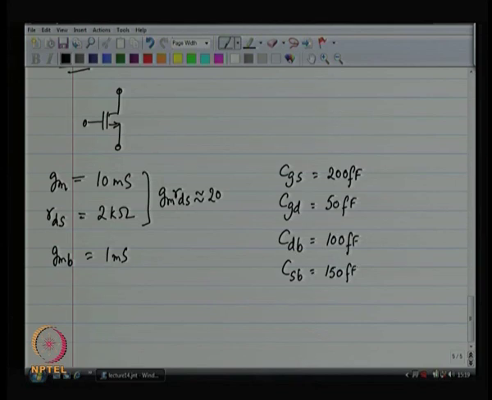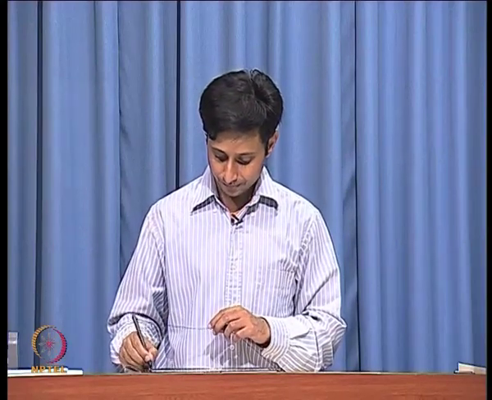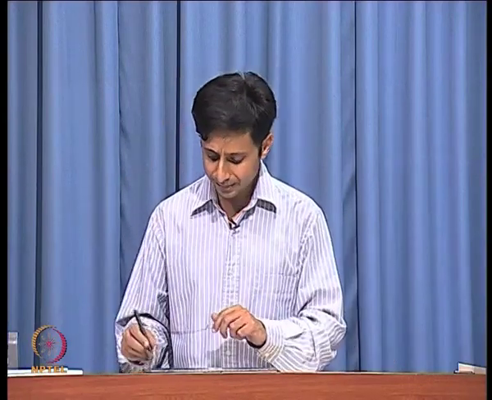Okay. Why is source to body more than drain to body capacitance? I have put C source to body as 150 femtofarads, drain to body as 100 femtofarads. Why is source to body capacitance more? Because the drain potential is higher. So, drain to body is more reverse biased than source to body. So, the junction is wider, which means drain to body capacitance will be less, and source to body capacitance will be more with respect to each other. Okay. So, these are the numbers we are going to work with for this exercise, all right.